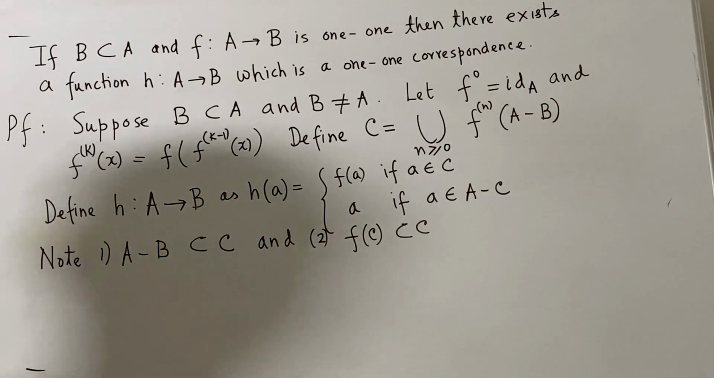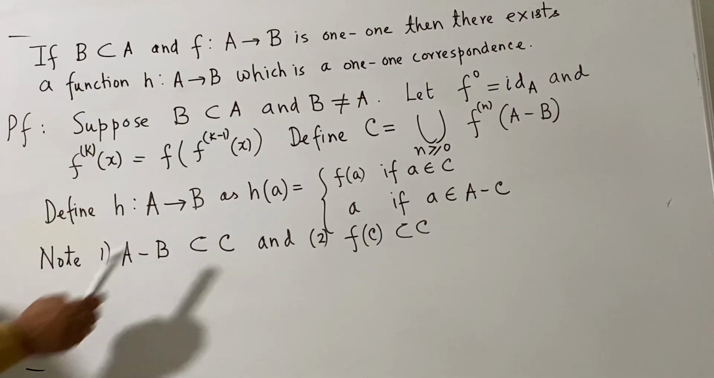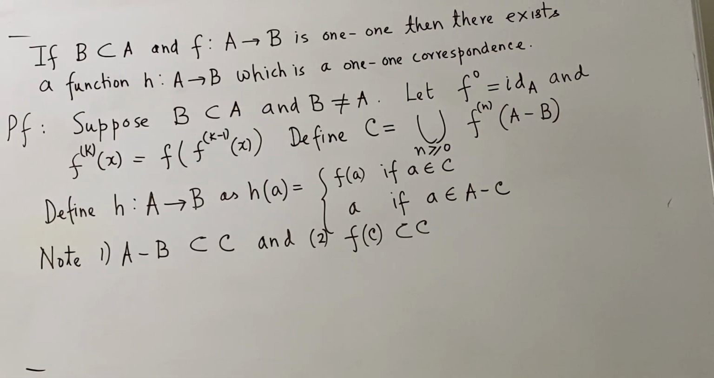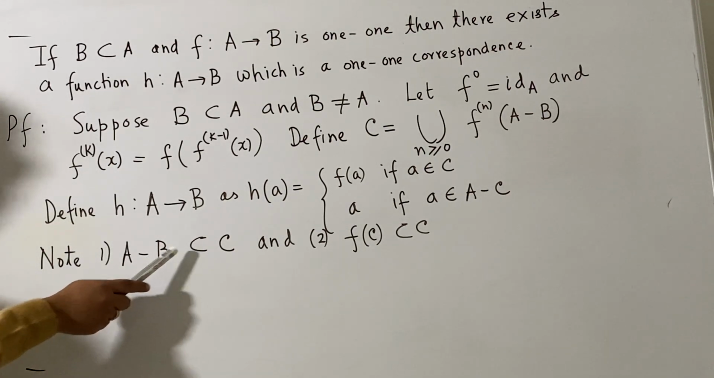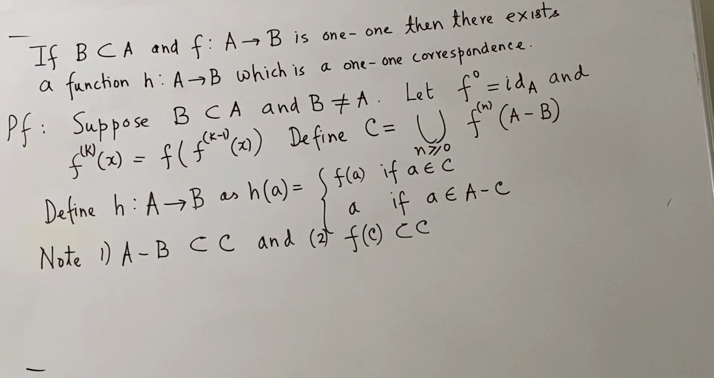Note that A minus B is a subset of C. Why? Because f0(A minus B) is A minus B, because f0 is the identity function on A. So every point in A minus B is in C, so A minus B is a subset of C.